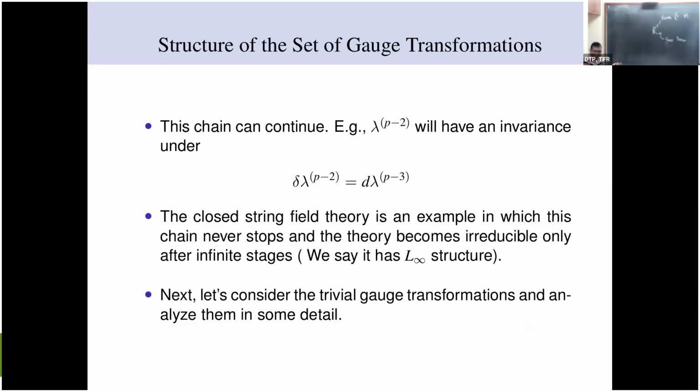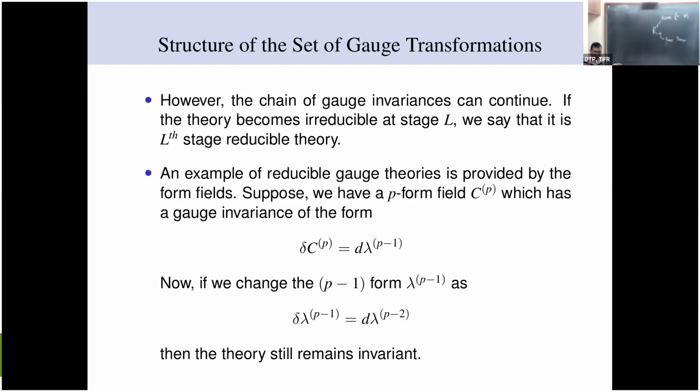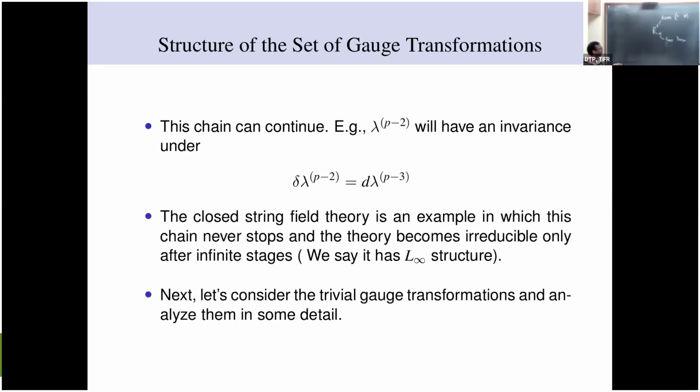You're saying in that case that invariance was triviality. In the case that lambda itself is D of something, yes, exactly. It was invariant, but invariant under zero. So it was not really a transformation. Exactly. So this chain can continue. Lambda_{P-2} can also have this invariance, D of lambda_{P-2}.